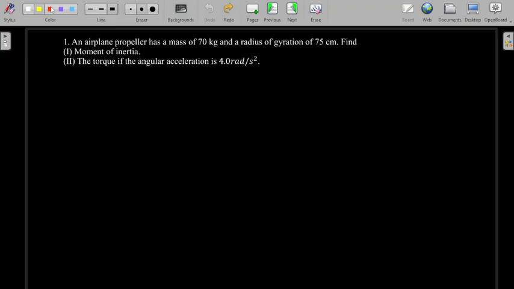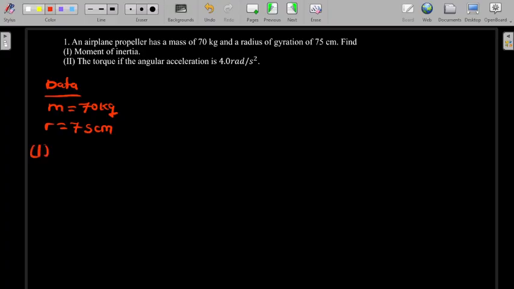That's the first thing that we do. So we need to collect our data. Okay, so we have an airplane propeller that has a mass of 70 kg. So the mass of the airplane propeller is 70 kg, and the radius of gyration is 75 centimeters. That's what we have.